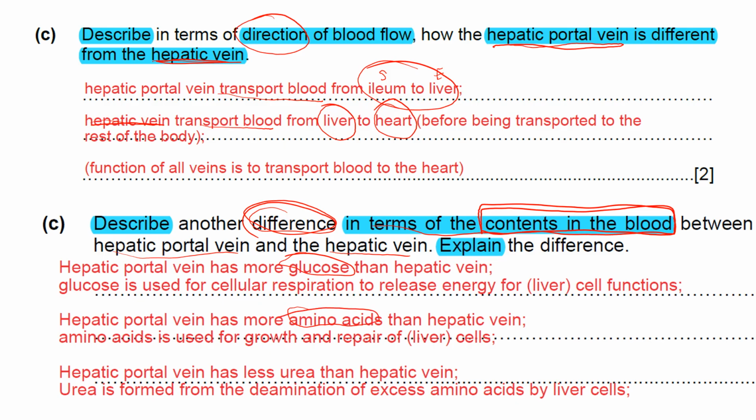And number three, if you think about the functions of the liver, the hepatic portal vein has less urea than the hepatic vein. So these are the three very obvious substances in the blood that can be compared. Okay, so you can see that this is a comparison answer.